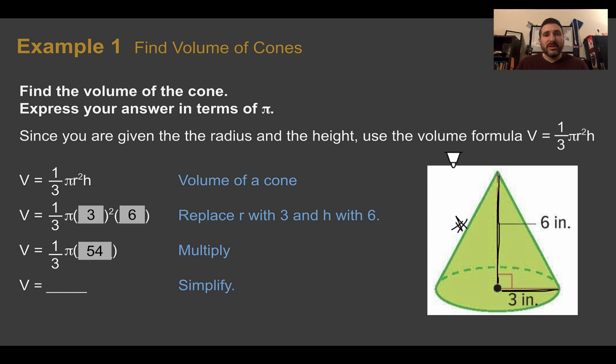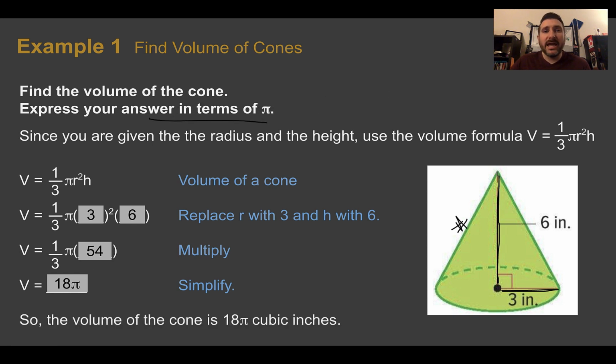We can combine or multiply that 54 by 1/3. So 54 divided by 3 is 18. Since it asks us in terms of pi, we just attach the pi symbol. So our volume ends up being 18 pi cubic inches.